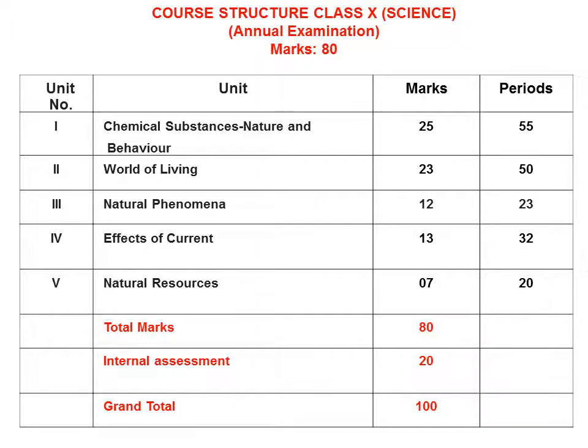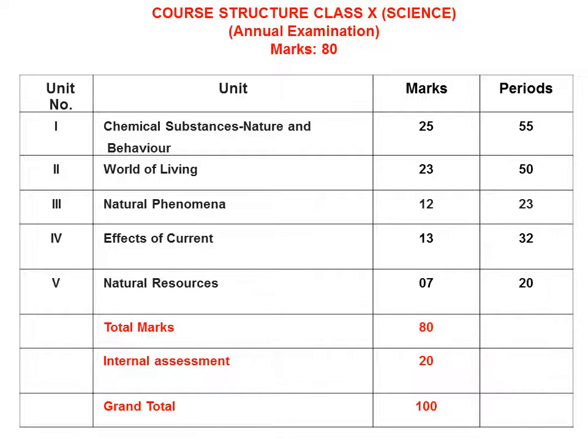Let's start with the course structure for class 10 science. Basically, there are 5 units. First unit is Chemical Substances, Nature and Behavior with 25 marks. It will take about 55 periods.